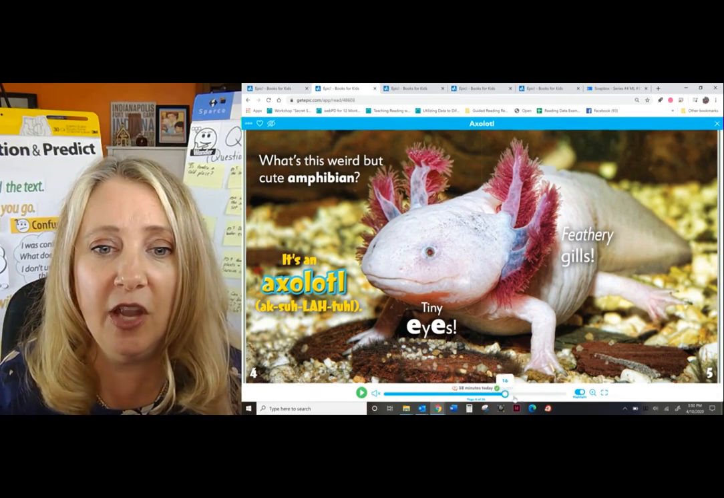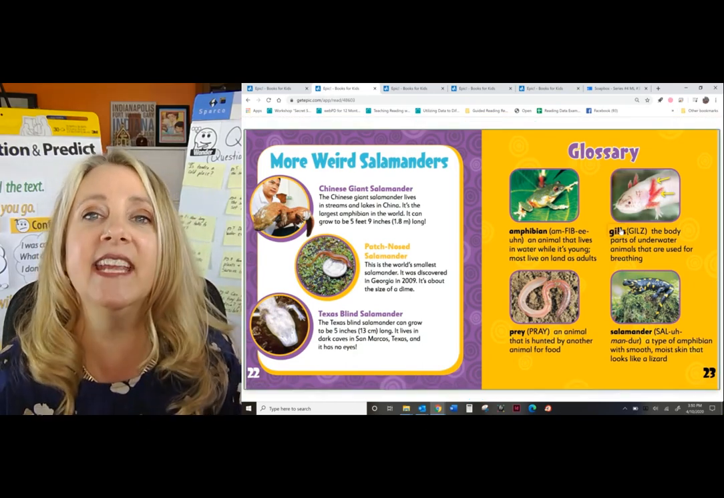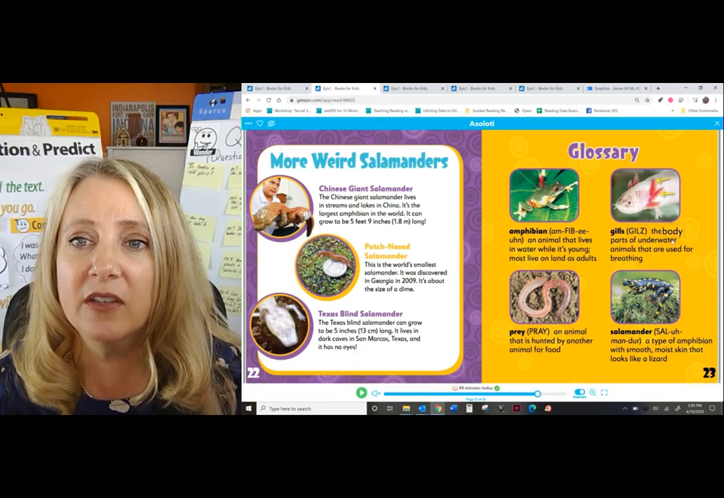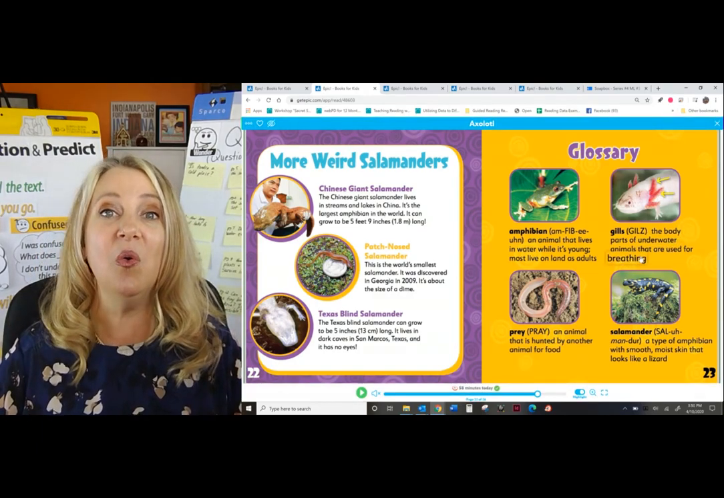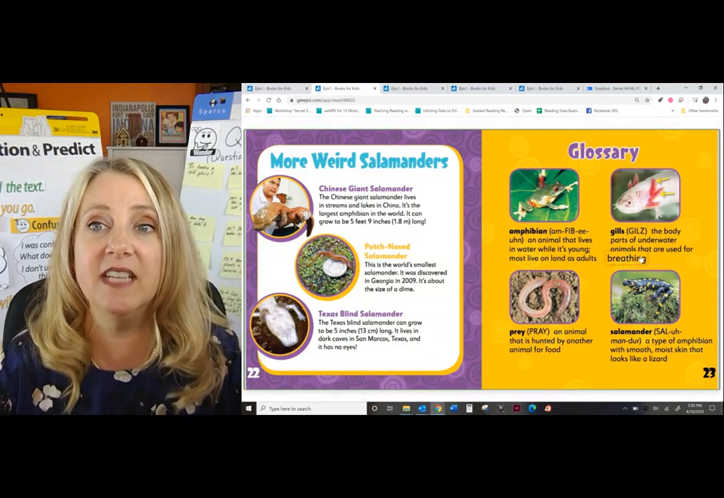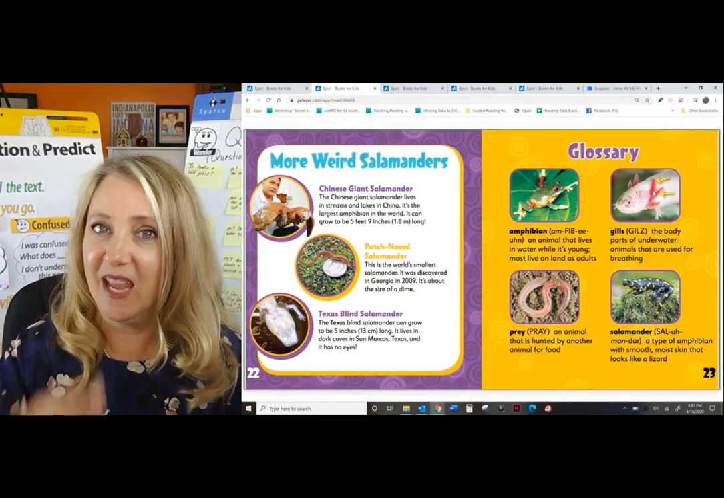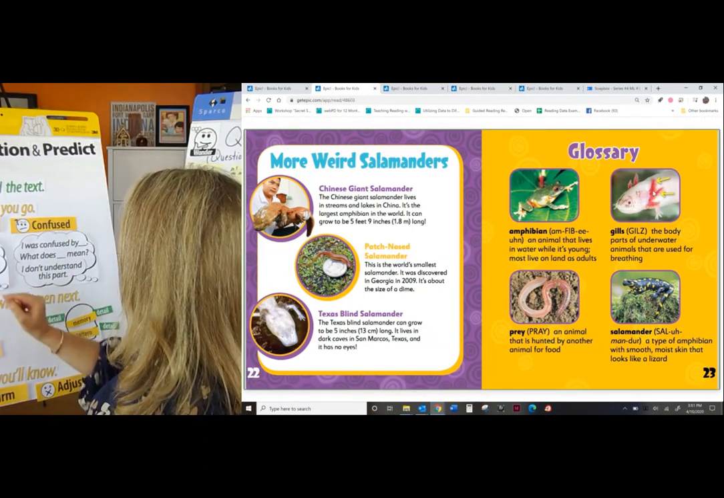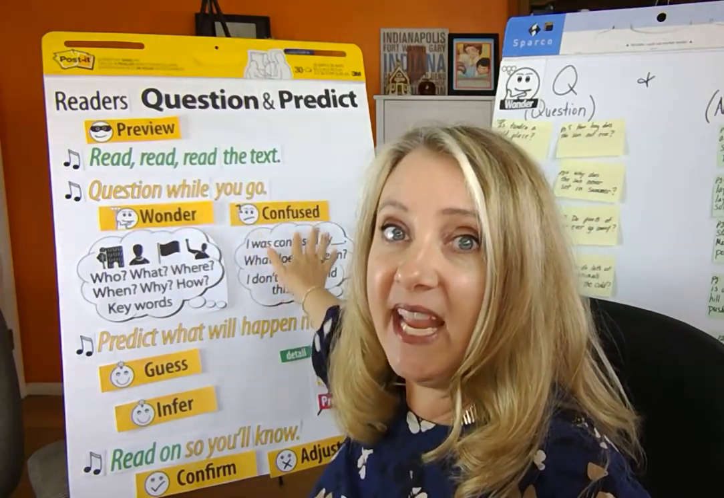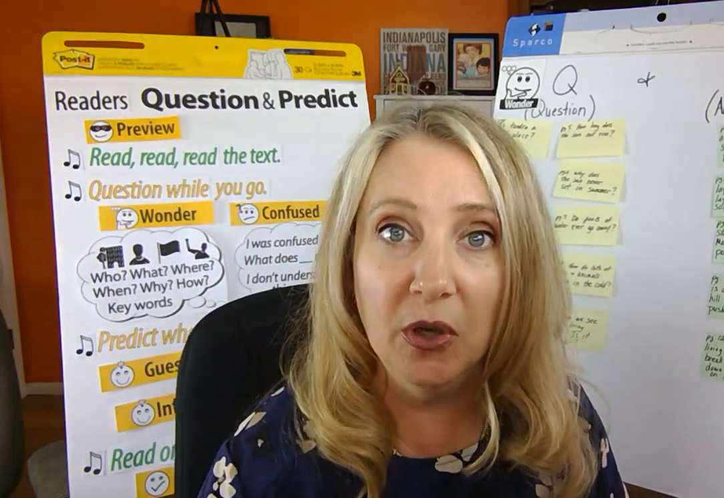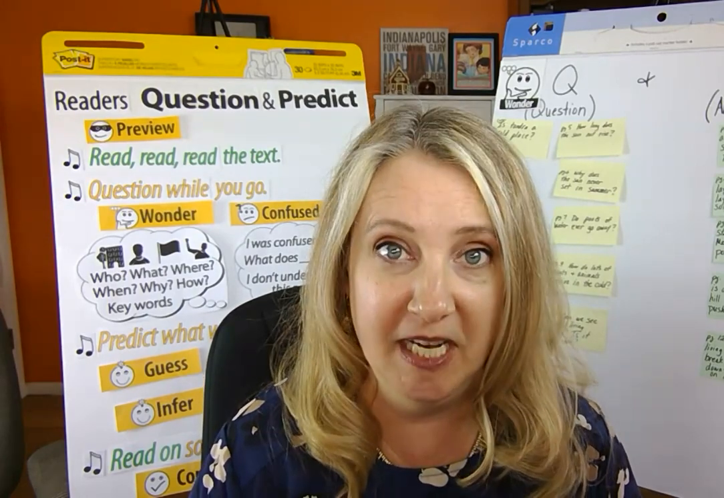So let's go to the glossary. Does it have gills here? Why, yes, it does. The body parts of underwater animals that are used for breathing. Oh, so we don't have to be confused anymore because now we know that those are used for them to get air. All right, see, this is what readers do. They question while they go, and if they're really confused, how can they help themselves? What tools can we use to help ourselves understand what the words mean?